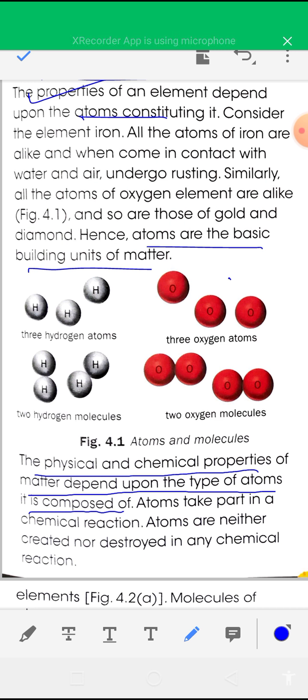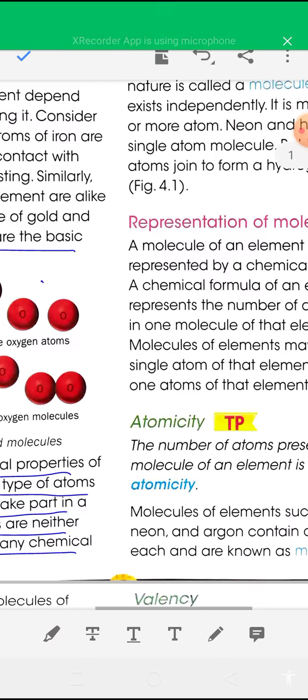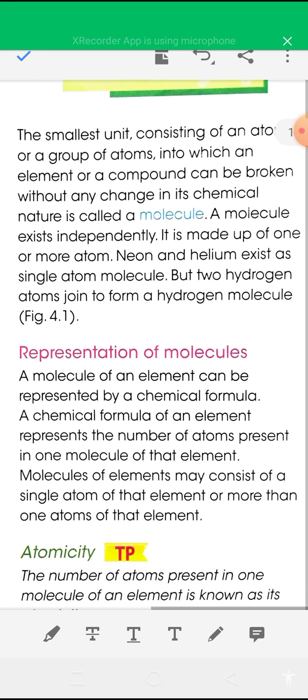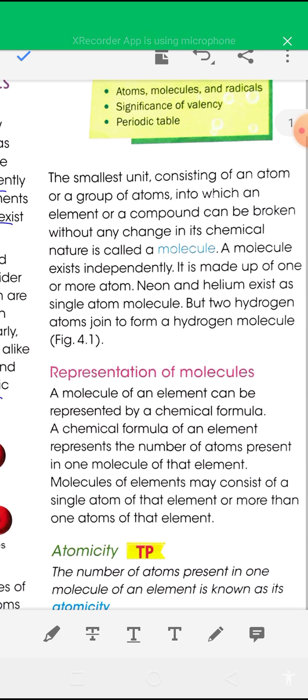Atoms take part in chemical reactions, and atoms are neither created nor destroyed in any chemical reaction. Okay, so these are very important points about atoms.